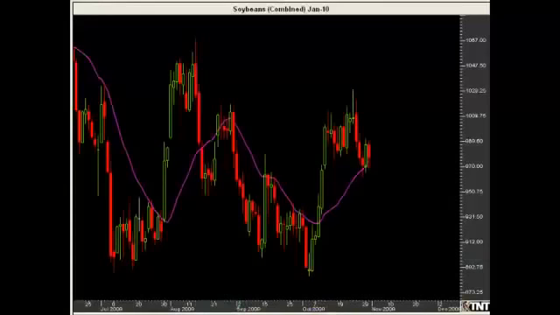Remember, if you choose to use a moving average line, it is just a tool, but try to focus on what's happening on the price charts as well and take your trades accordingly.